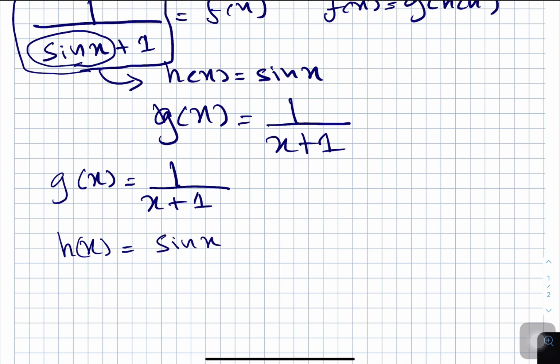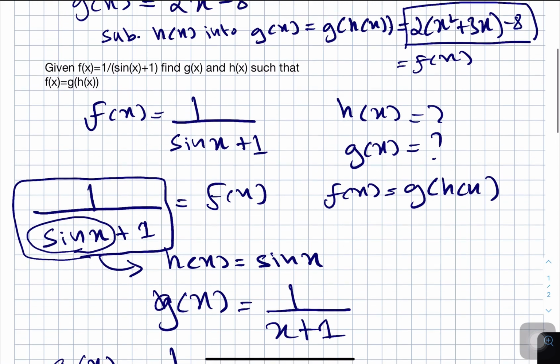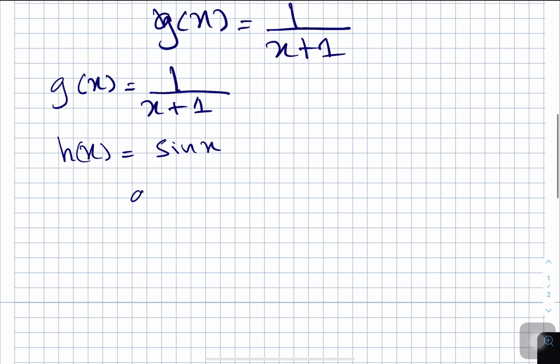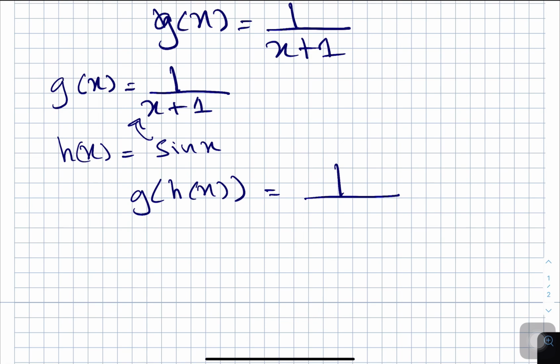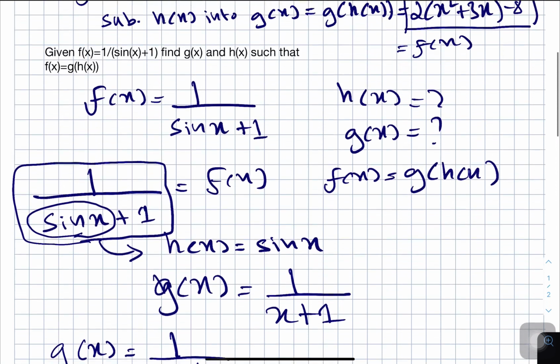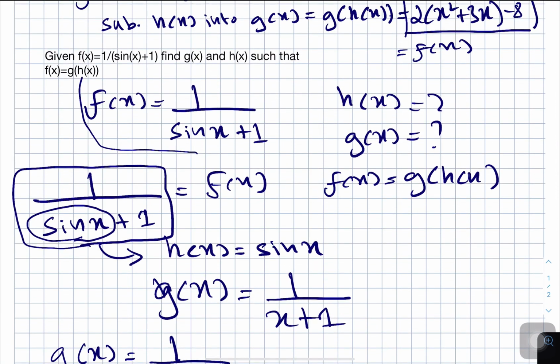Now we can try out substituting h of x inside of g of x, and let's see what we get. So 1 over, what happens if you put sine x inside of x? We get 1 over sine x plus 1, and this should be equal to f of x. And what do we have here? That's exactly what we have.